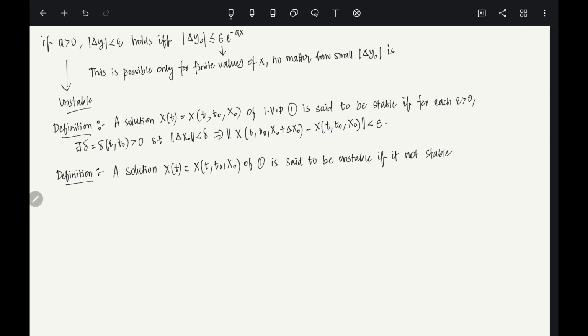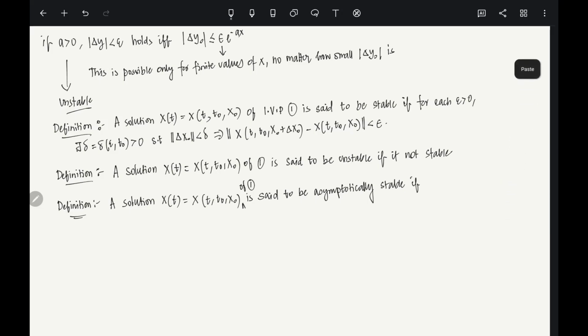Now with stability we have another beautiful definition which we are going to use. Stability has different aspects, right? Now this is another aspect. A solution x of t, which is defined by x of t; t naught, x naught, is said to be, so please remember this, the first one is stability, the second one is unstable, the third one is said to be asymptotically stable. A solution is said to be asymptotically stable if, of course, it has to be stable. By the name itself, it has to be stable.